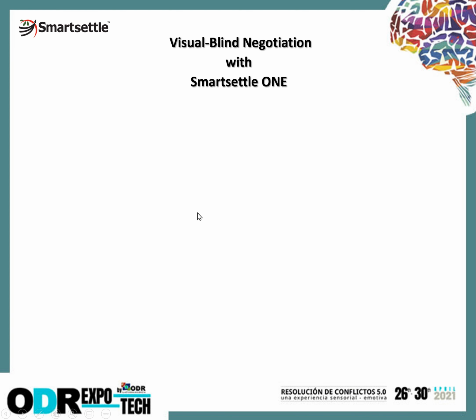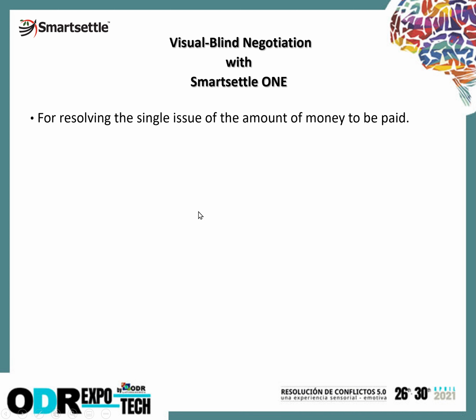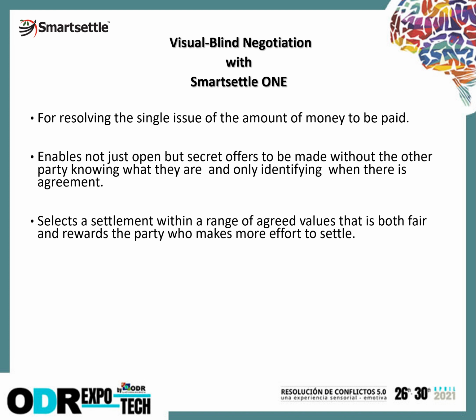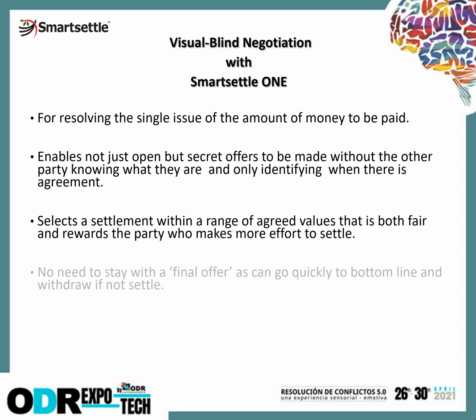So, what are some takeaways from Smartsettle ONE? It's for resolving a single issue, usually the amount of money to be paid. It enables not just open but secret offers to be made, so that increases the possibilities of settlement. It selects always within an agreed range, so this system does not declare a settlement in a figure that either side did not indicate it would find acceptable. What I like most about this is that you can actually reduce offers. And that can be very useful.